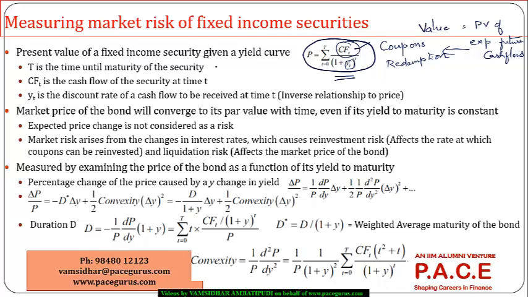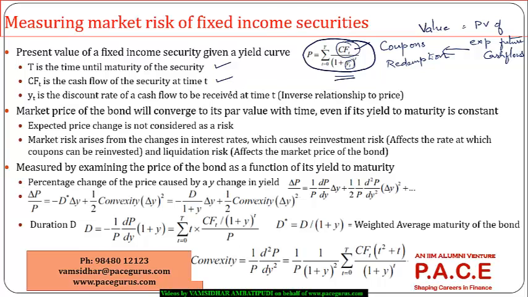So this is where we are talking of T being the time until maturity. We are talking about the cash flows at each of the points from 0 to time period T, and Y is the discount rate we are using for discounting the cash flow of that particular period.